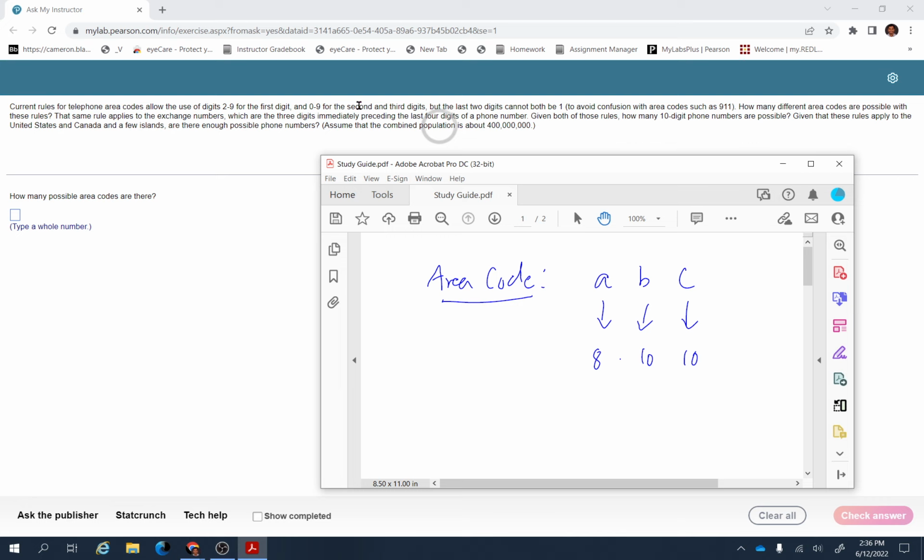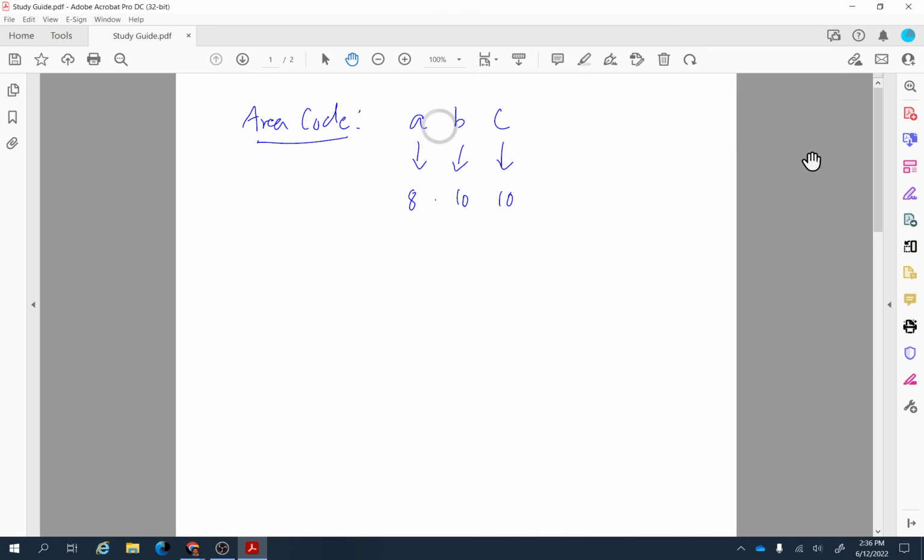But there is one restriction. The second one and third one cannot both be 1 at the same time. So altogether, if we don't use that restriction, the total number of possibilities for the area code is 8 times 10 times 10 using the counting principle, which is 800. But out of this 800, we do not want the area codes of the form A11. We don't want this form.